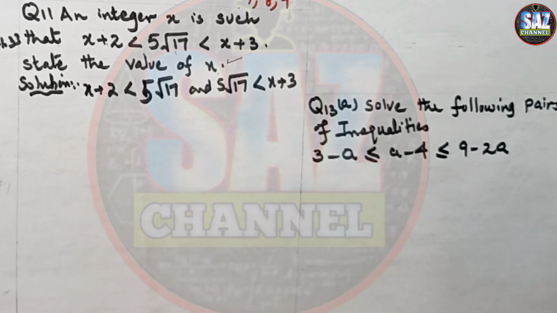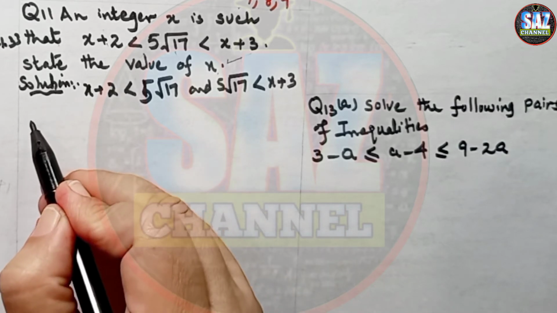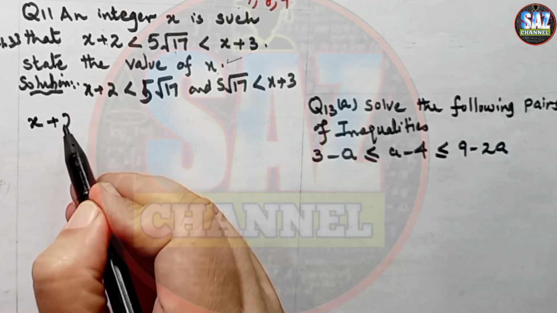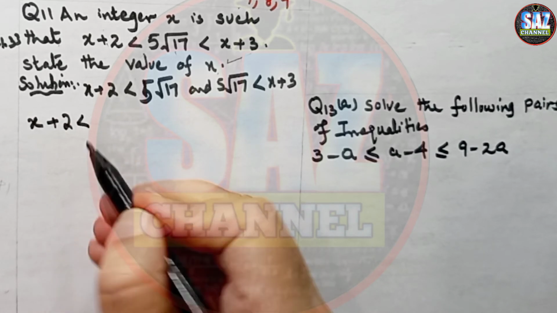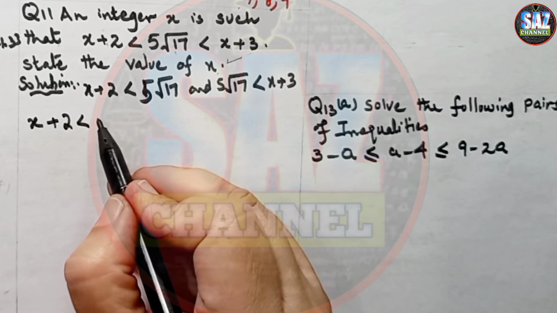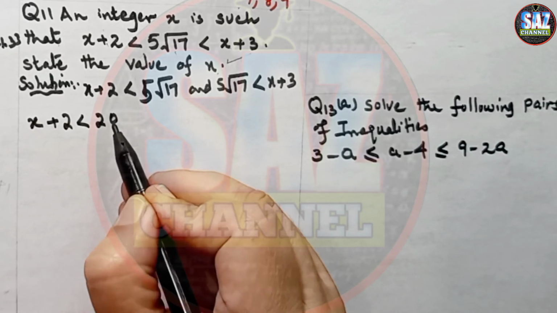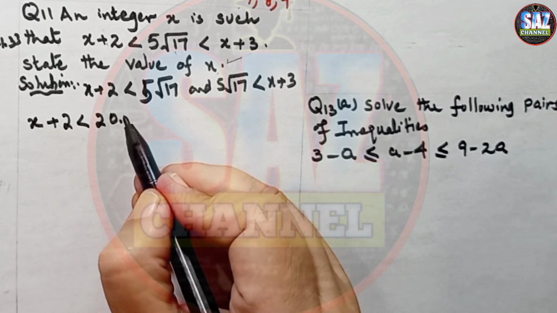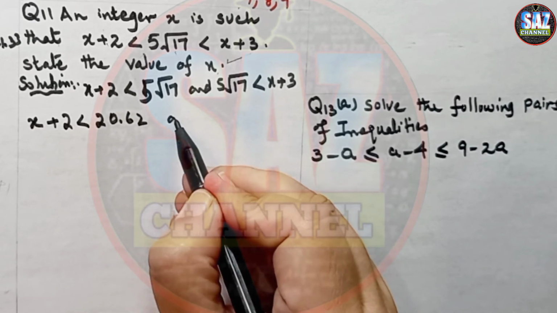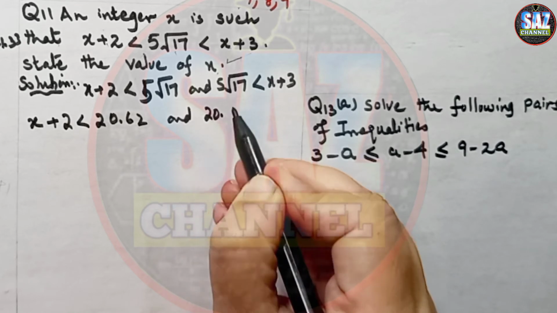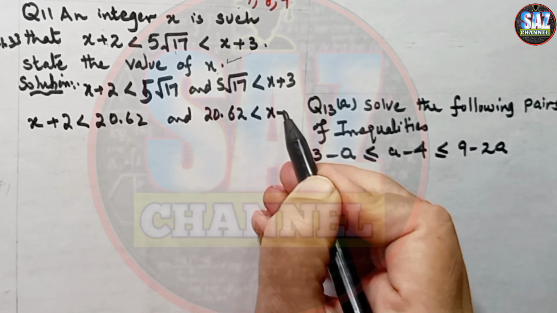Now, as under root 17 is the square root of a prime number, we have to get the answer with the help of a calculator. Square root 17 gives me 4.12, multiplied by 5, that is 20.61. So the inequality will take the form x plus 2 is less than 5 multiplied by under root 17, which gives me the answer 20.615, that is 20.62, and 20.62 is less than x plus 3.